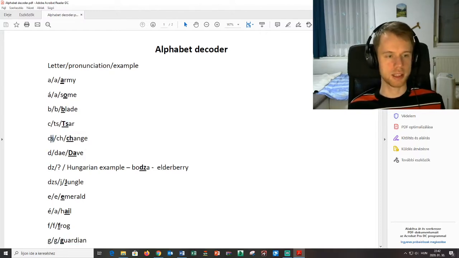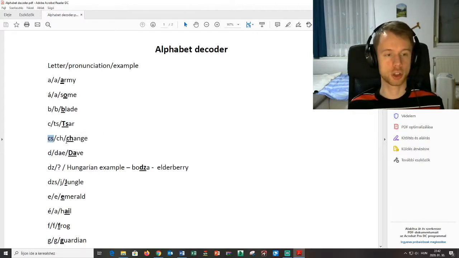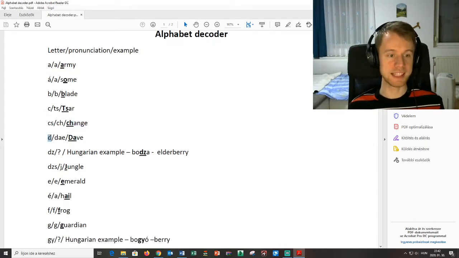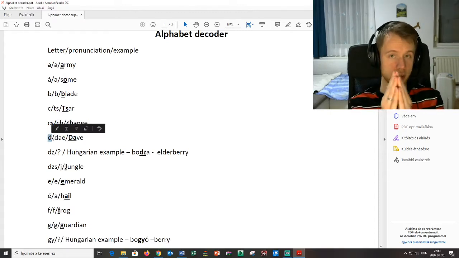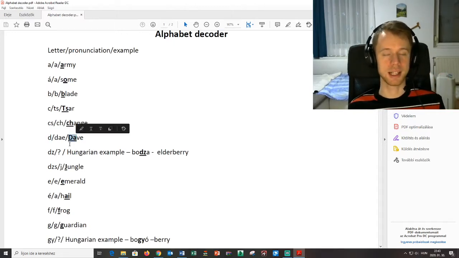So this is ch, these 2 letters together. We combine letters to create new letters. So this is ch, like in change in English, very simple. Ch, change. D, again, core of the sound, because it's a consonant, it's d. The full letter name is D, of course. That's why I underlined it this way, like Dave.